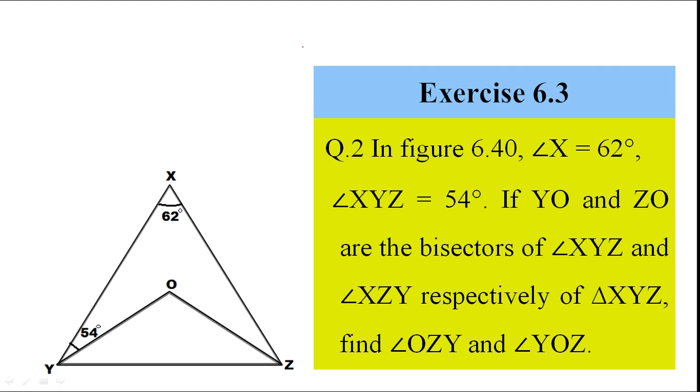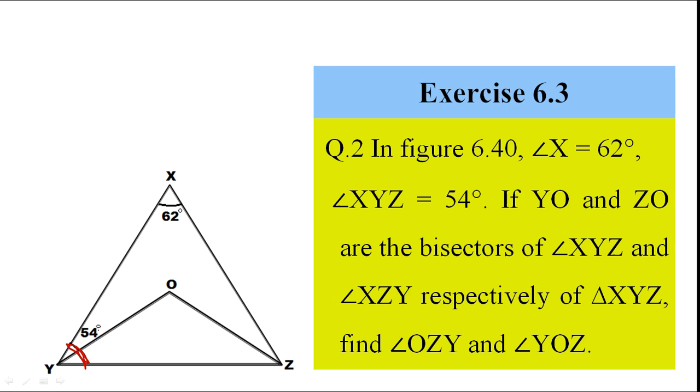Now we are moving to the next question. In figure 6.40, angle X is 62 degrees. Angle XYZ, you can see, is 54 degrees. If YO and ZO are the bisectors of angle XYZ and angle XZY respectively of triangle XYZ, find angle OZY and angle YOZ. Actually this is angle XYZ, this whole angle is 54 degrees, not that one.